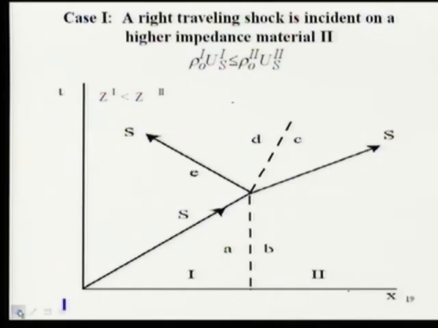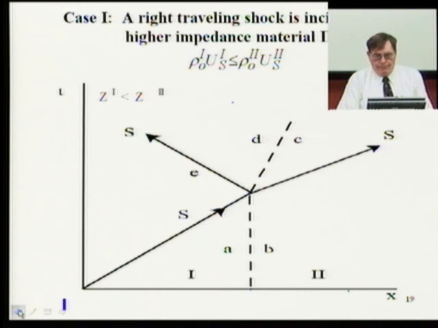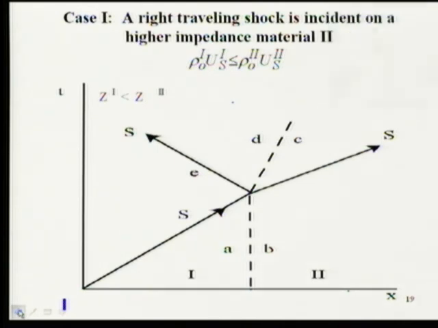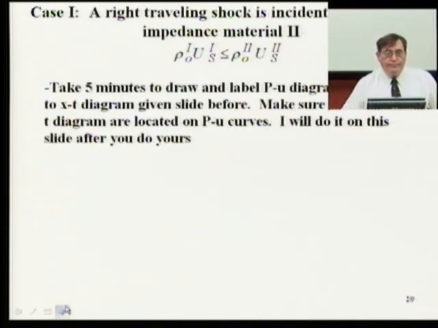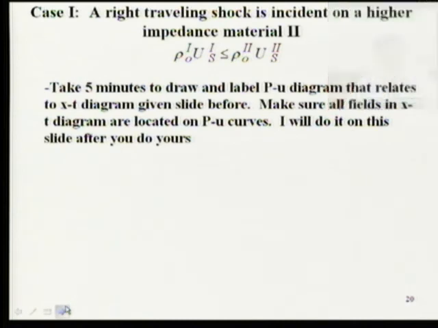Okay, all right, we're back. So now I'm actually going to have you go over this same problem, but I want you to do it on your own. Here's the case one, a right traveling shock incident on a higher impedance material. So I'm giving you the XT diagram with the fields. And so what I really would like you to do is the PU diagram. Take about 5 minutes to do this and label the PU diagram.